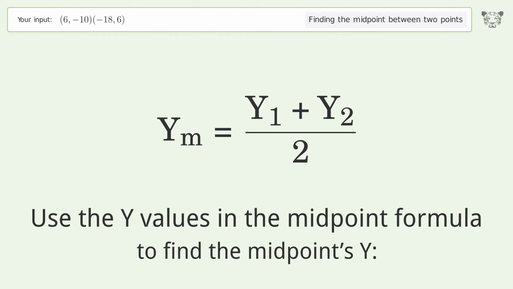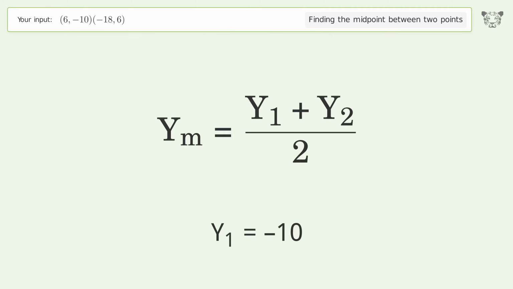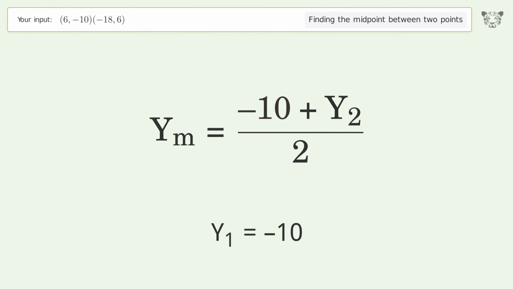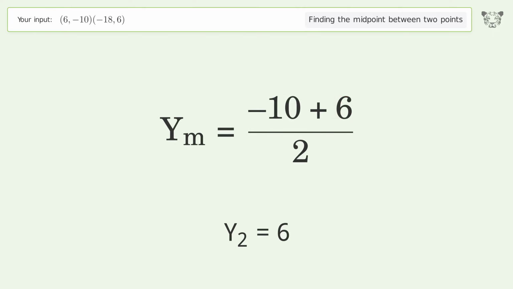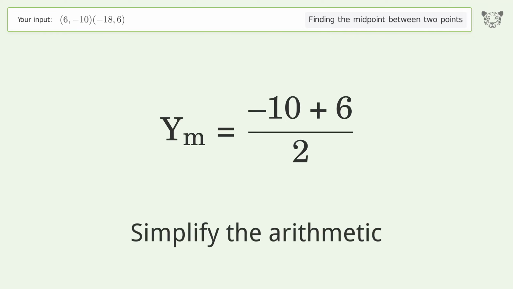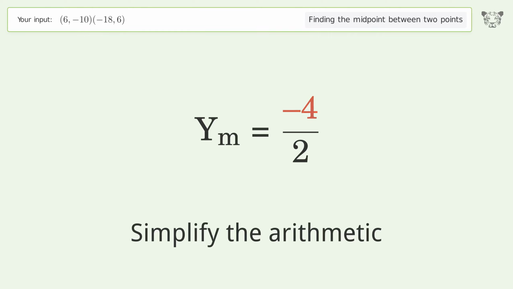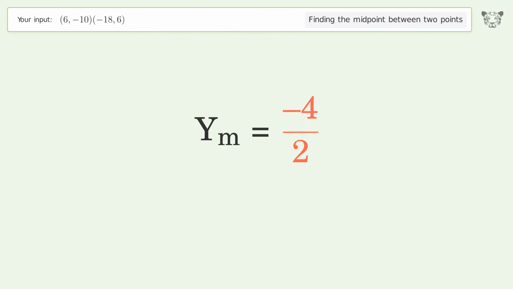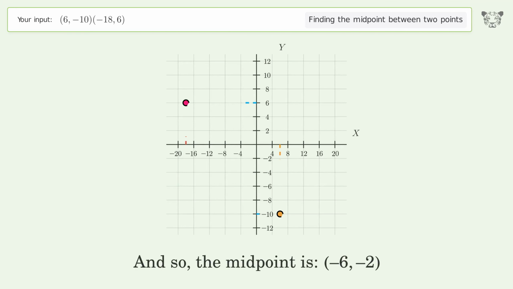Use the y values in the midpoint formula to find the midpoint's y. y1 equals -10. y2 equals 6. Simplify the arithmetic. And so, the midpoint is -6, -2.